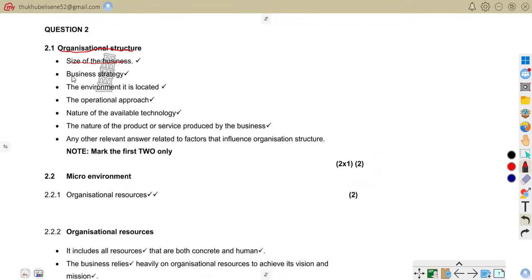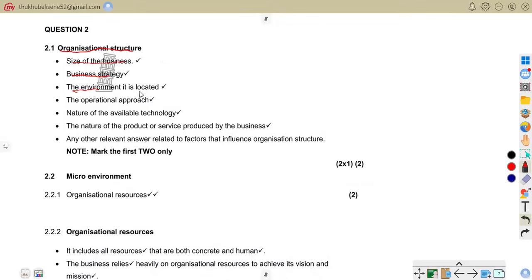So now we have business strategy as one of the factors. For business strategy, we're talking about the goals of a business influencing how departments and authorities are arranged. So that's that.